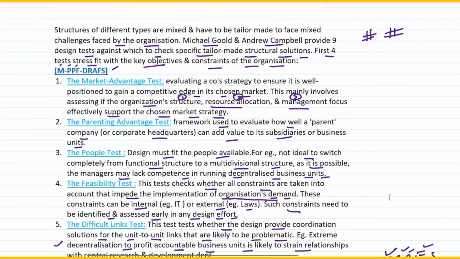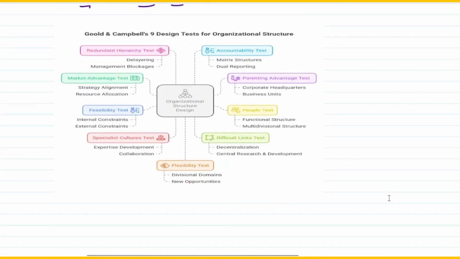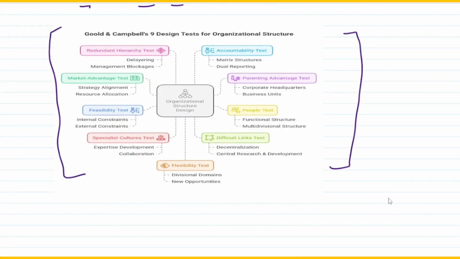So basically we have 9 structural tests which are very, very important for a tailor-made solution. Now how do you remember? You remember this by MPPF drafts, and the 2 people who have basically devised this technique are Michael Goold and Andrew Campbell, right? So let's quickly have a look at what it is. We'll simply look at this diagram and it should be able to summarize the entire structure. So Goold and Campbell's 9 design tests for organizational structure is, first is what? M is market advantage test. It concentrates on strategy alignment and resource allocation.